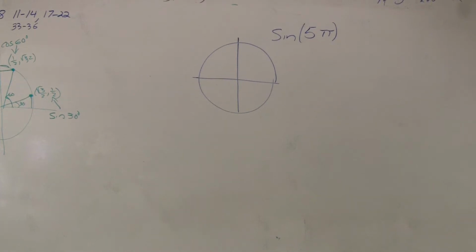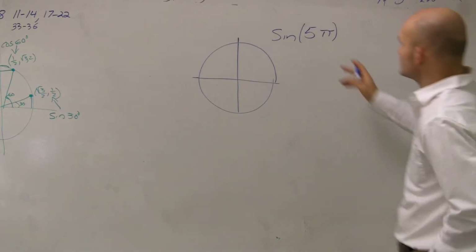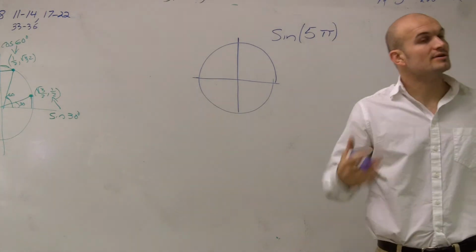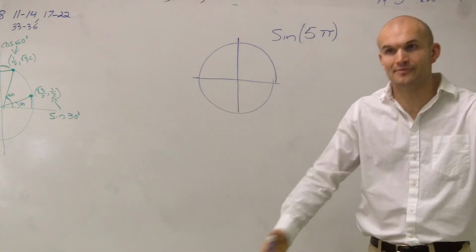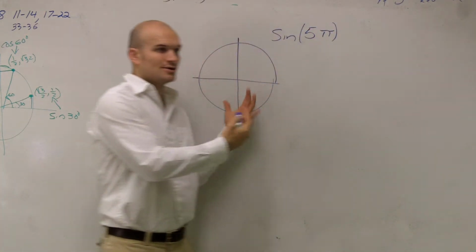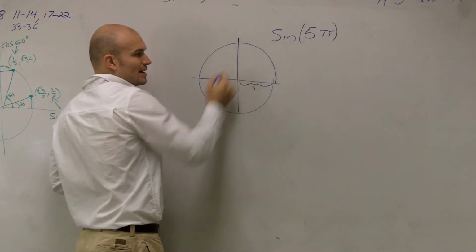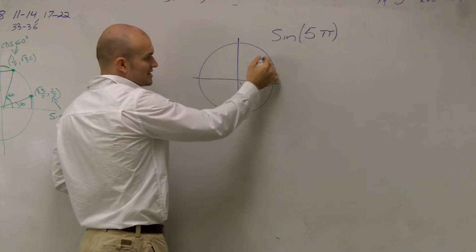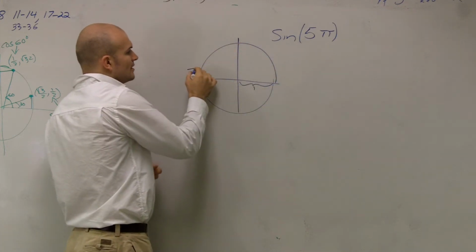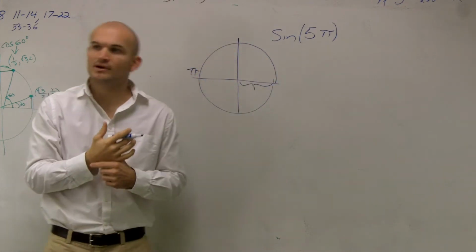All right, for this problem, it says find sine of 5 pi. So again, we just need to go back and realize what our unit circle looks like. Remember, a radian is your radius wrapped around your unit circle. Remember, the radius is 1, so that's 1 radian, 2 radians, 3 radians. Halfway around is 3.14159 radians, right?